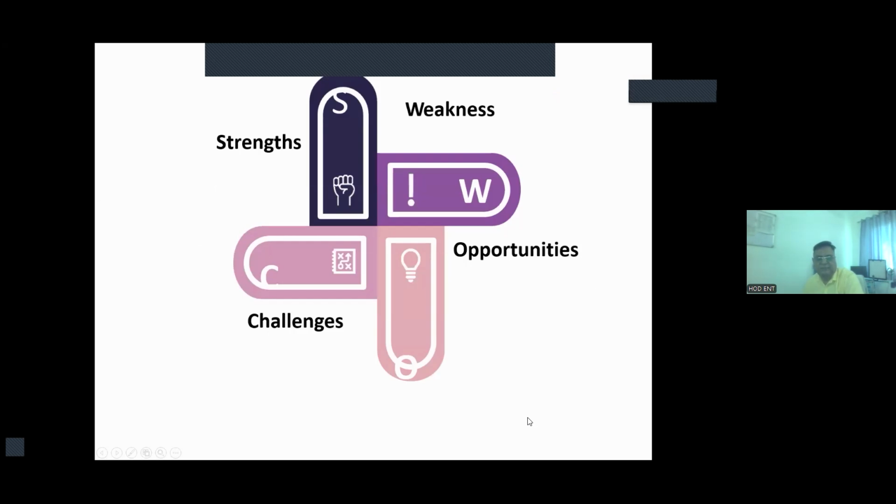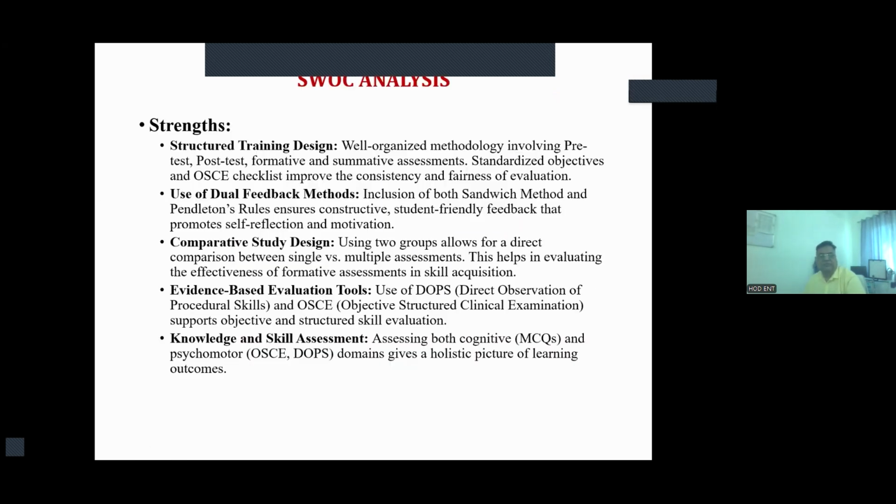SWOT analysis of the present study. The strengths are structured training design, well-organized methodology involving pre-test and post-test, formative and summative assessments, and use of a dual feedback mechanism. Feedback was given after the formative assessment evaluation as well as after the summative assessment evaluation. After the formative assessment it was the sandwich method, and after the summative assessment it was Pendleton's rules.